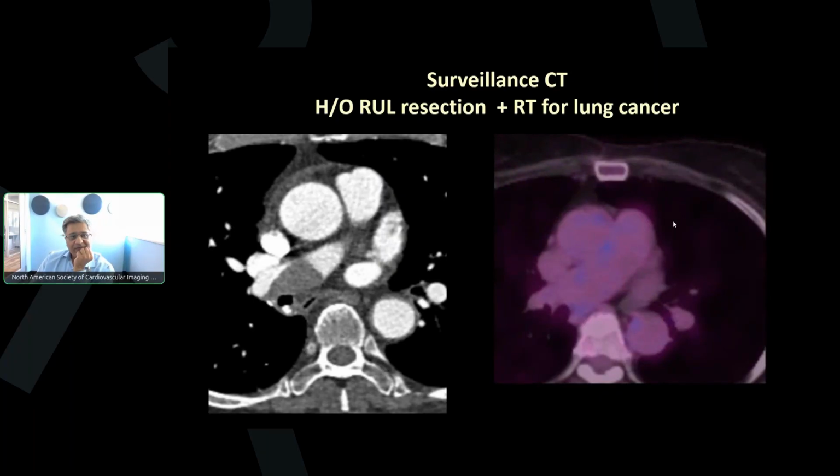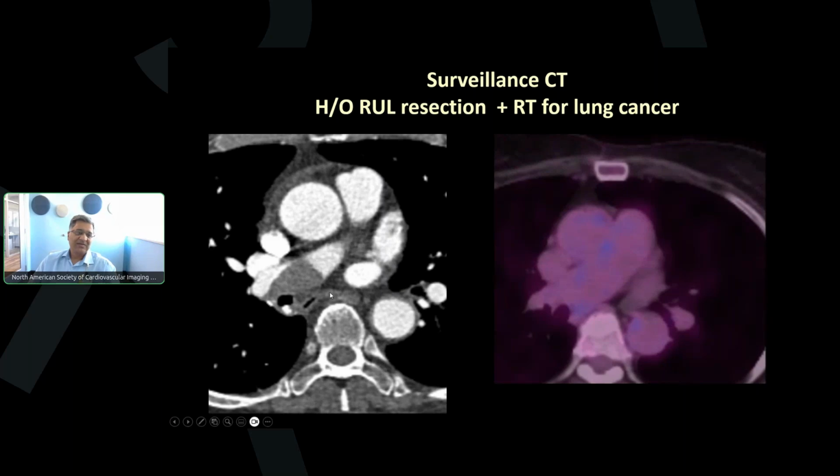This is a surveillance CT in a patient who had a history of right upper lobe lung cancer, post resection, and also received radiation therapy. And now we have this large filling defect in the right pulmonary artery. So the question was, could this be thrombus or disease recurrence? PET was obtained. This is not FDG avid.